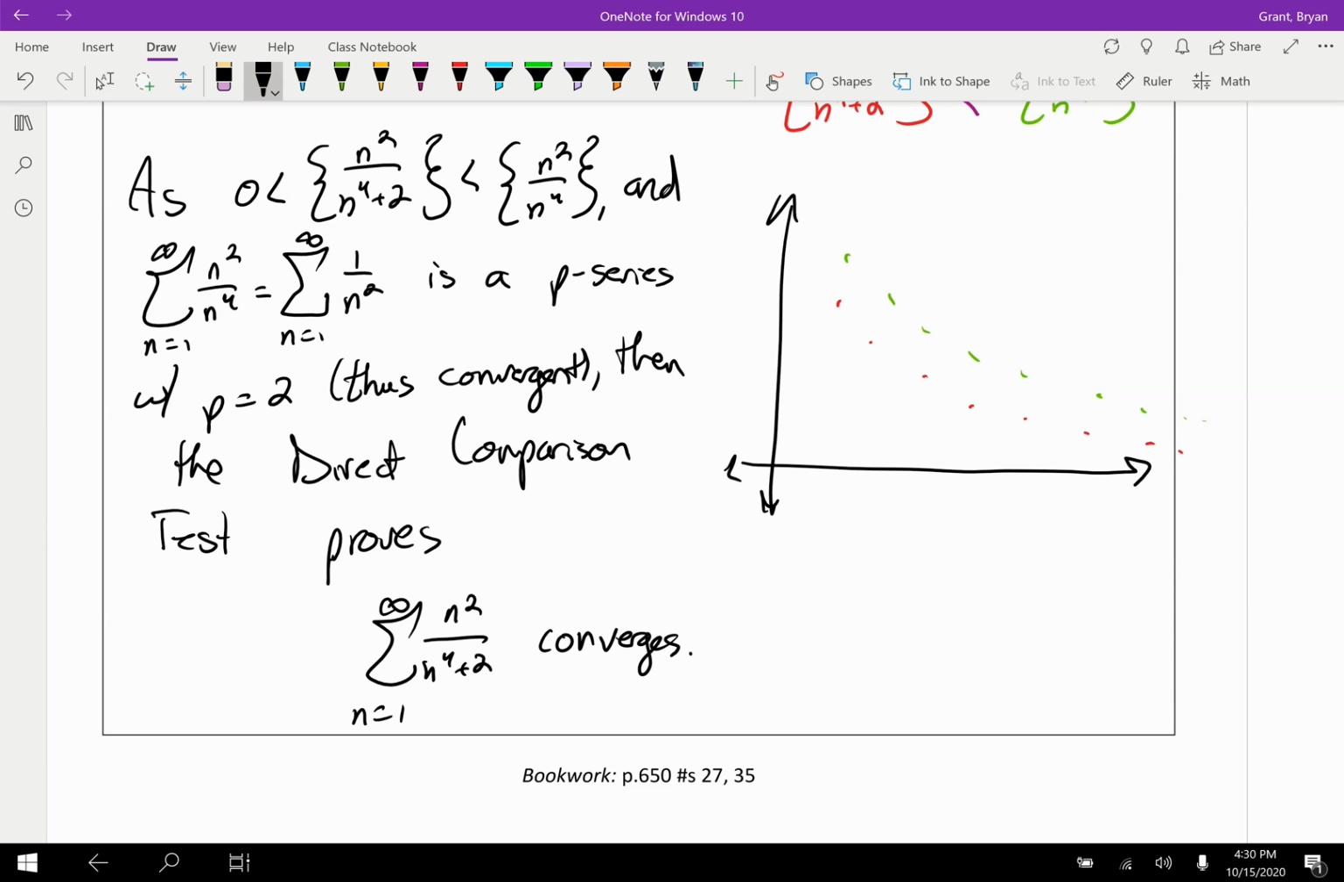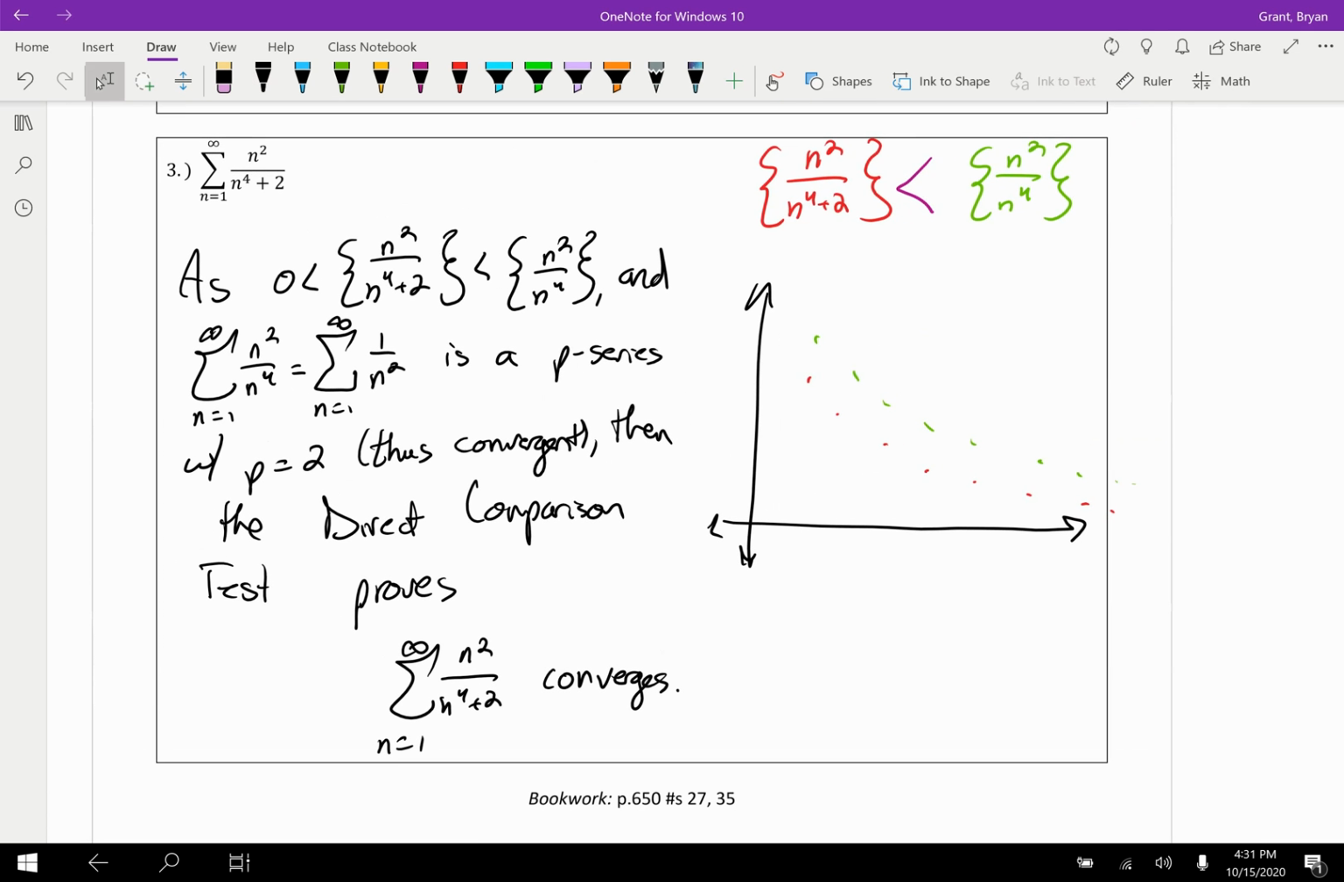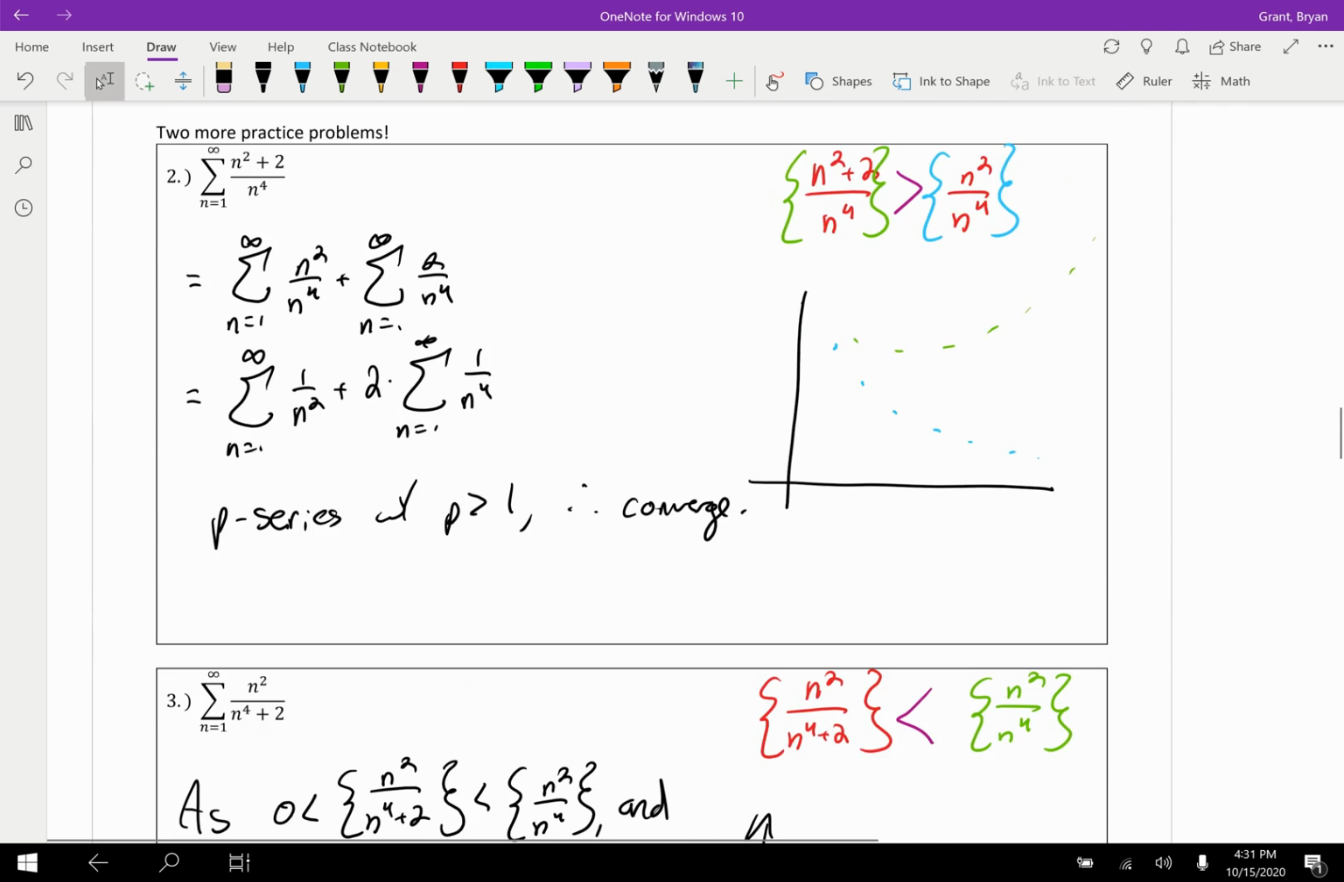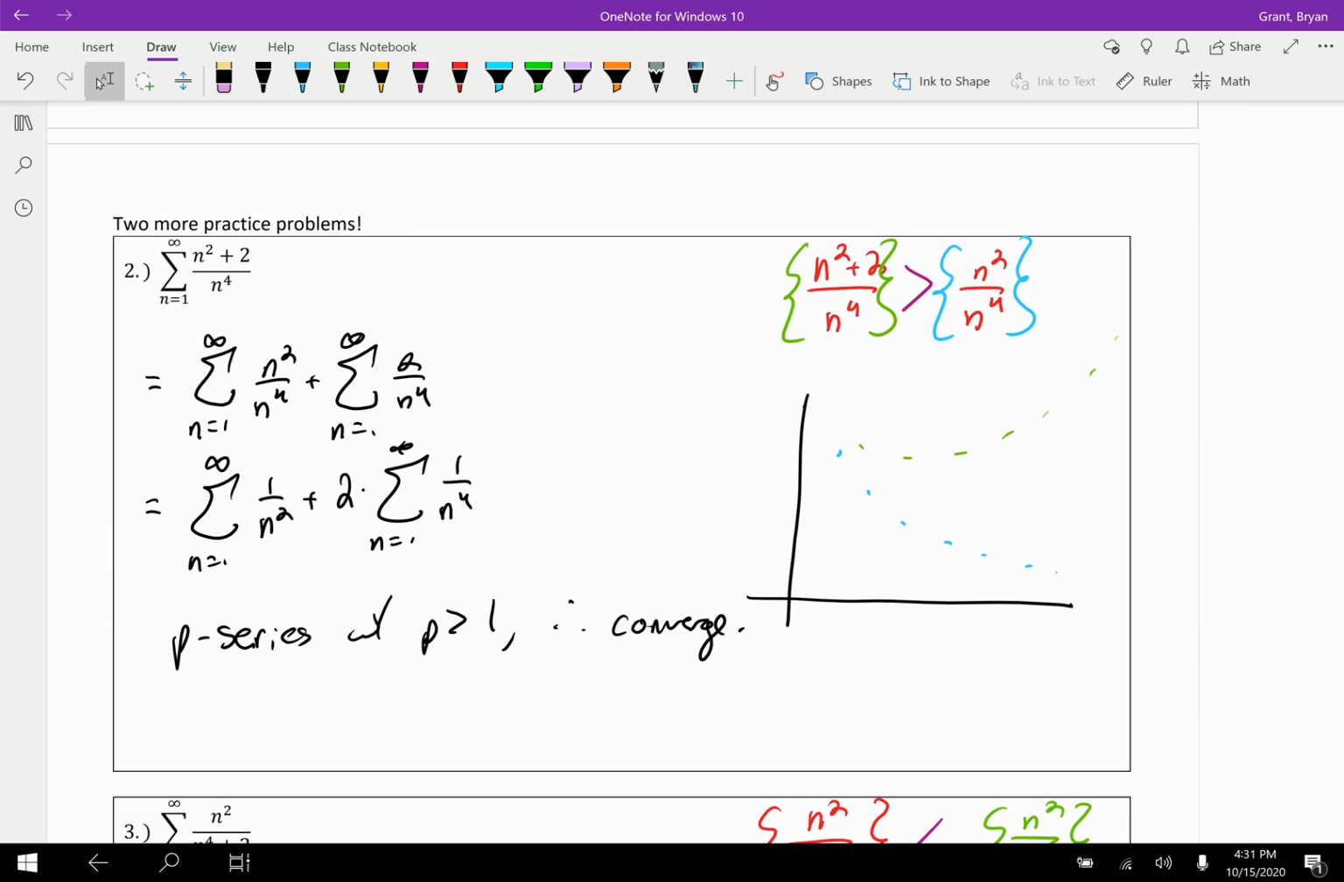Nothing to it. You have 2 bookwork problems to do today. I didn't want to overload you on this, mostly because I hate the direct comparison test, but also because I didn't find many problems in your book that I liked, and we should just be done with this. So you have 2 bookwork problems to try. One of them will converge, one of them will diverge. There's none of them, I think, that I gave you where it's going to be inconclusive. This would be an example of something that's inconclusive through the direct comparison test.